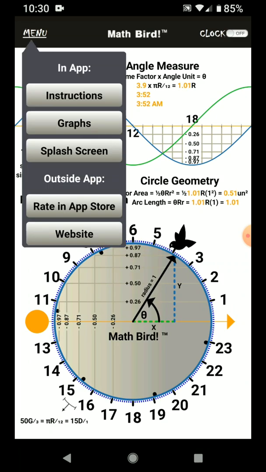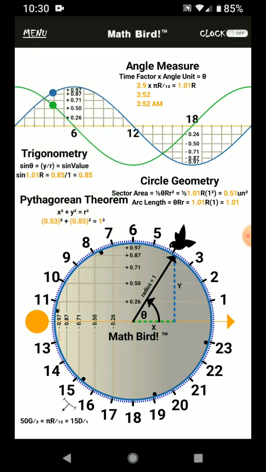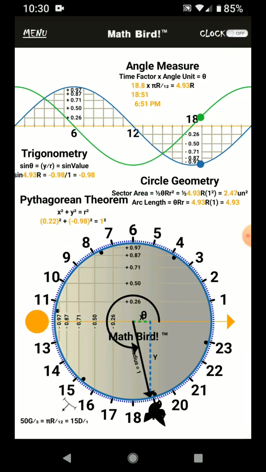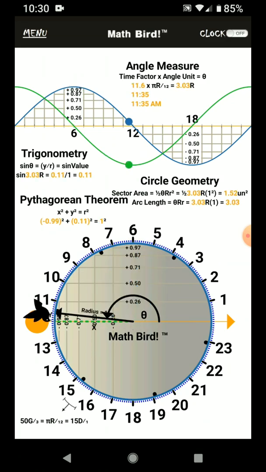And let me see, Rated App Store website. Oh yeah, the clock. If you push the clock button in the upper right, turn it on, it automatically jumps to the current time of day. And then it turns itself off when you grab the bird with your finger and start scrolling again.